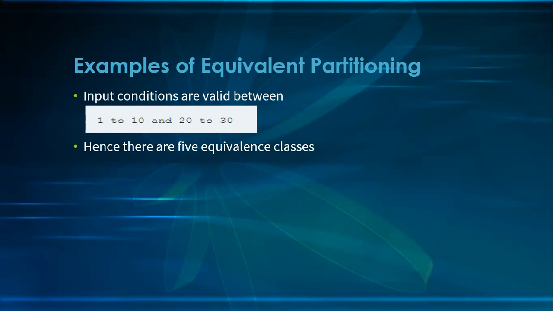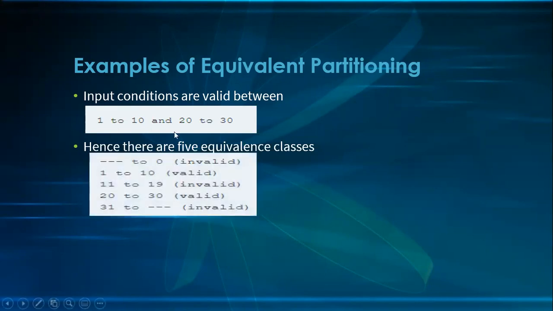So there are 5 equivalent parts. Instead of testing all these things, I'm going to divide them into equivalent parts. What it means is that if these parts are tested, our expectation is that the subsequent values within this partition should work as expected.